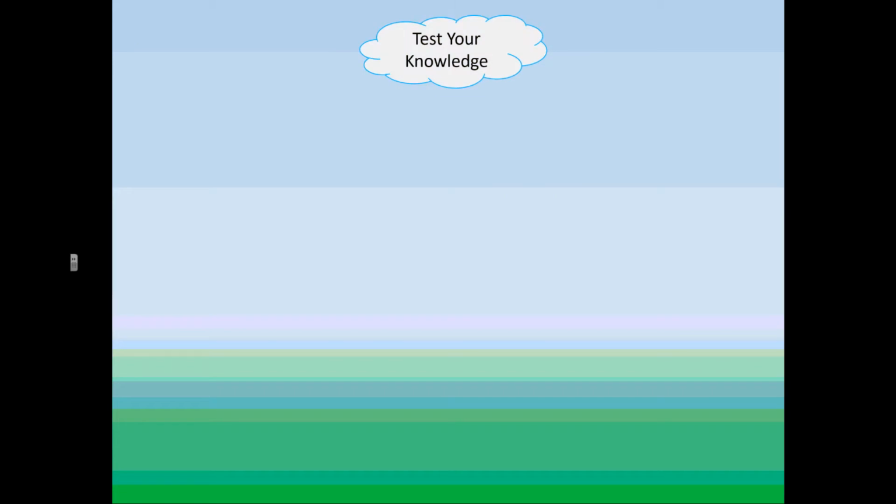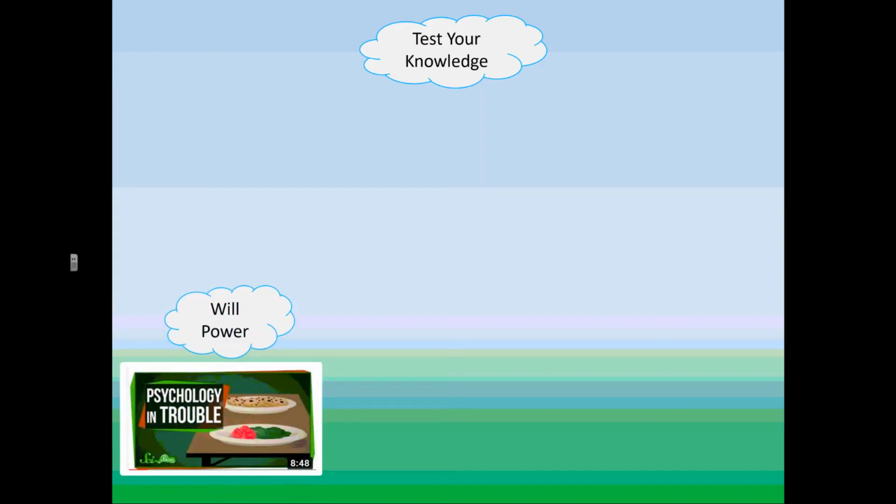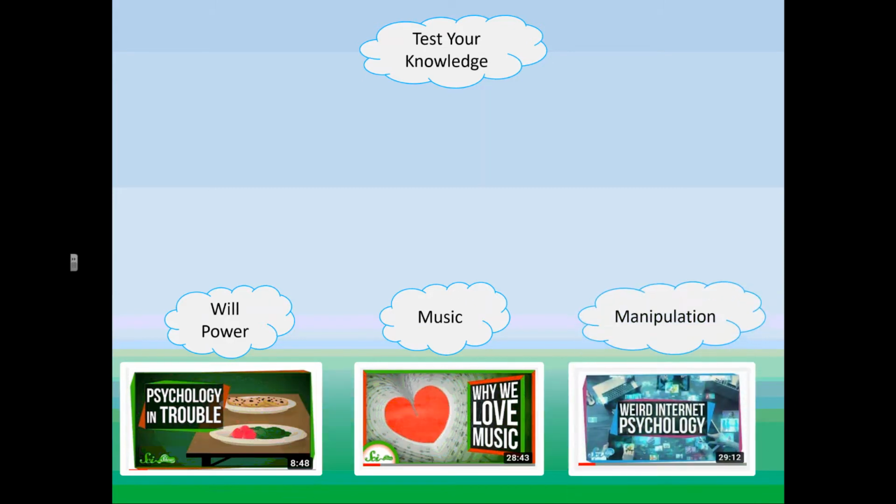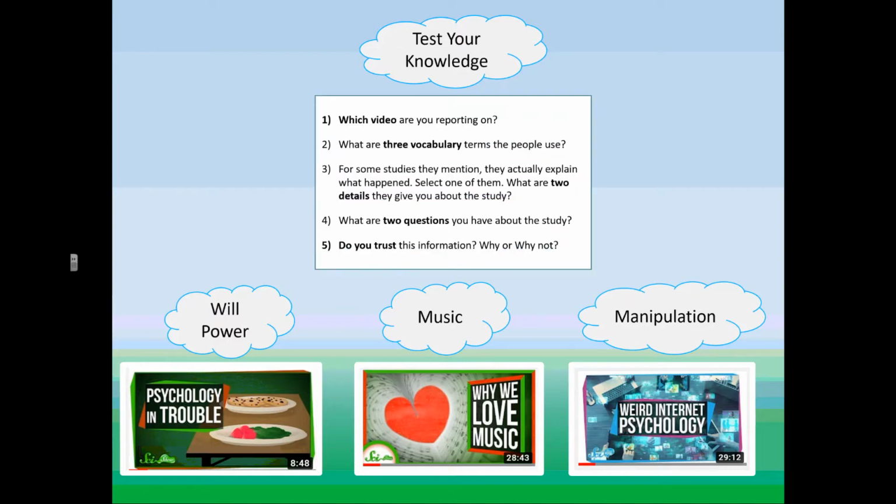So of course, I gave you a test your knowledge, just a little quiz to quiz yourself on how well you are doing with understanding the statistics. I gave you a YouTube video on willpower, on music, and on manipulation. And you could choose one of these videos and answer 5 questions. Which video you're reporting on, what vocabulary terms do they use that we use in class, what are 2 details given about the study, and what are 2 questions you have about the study that they did not talk about. Finally, you had to vote, do you trust this information? Why or why not?